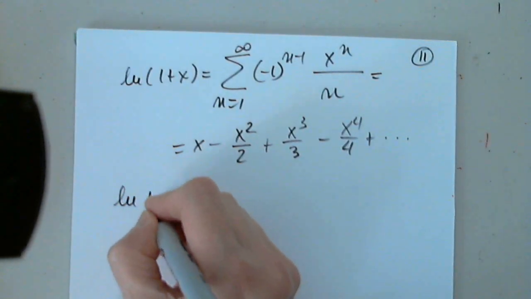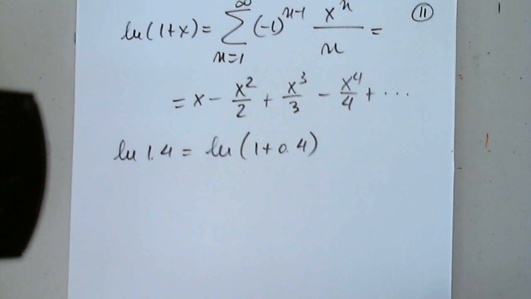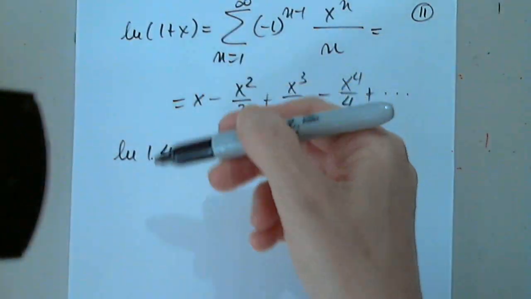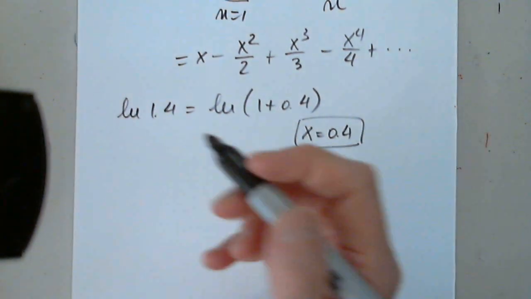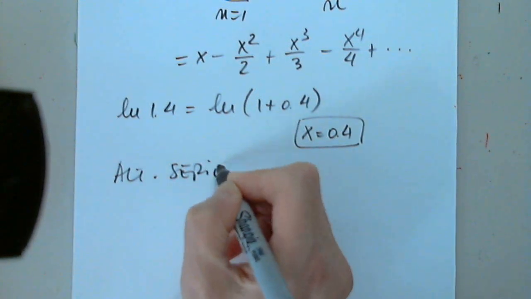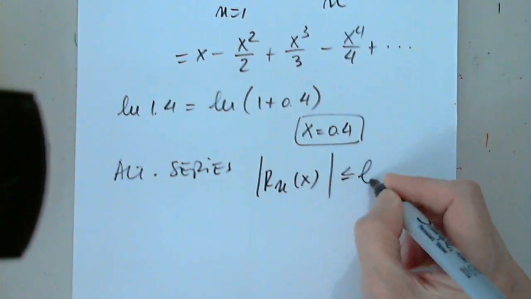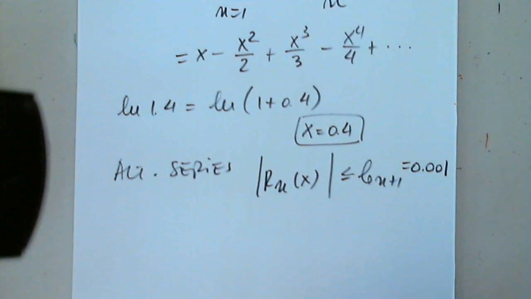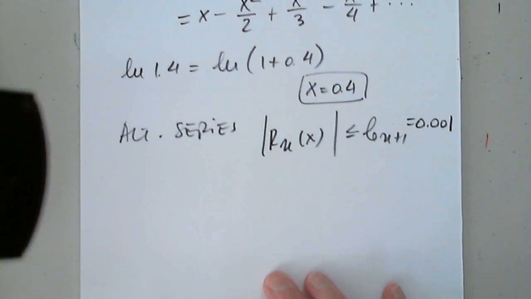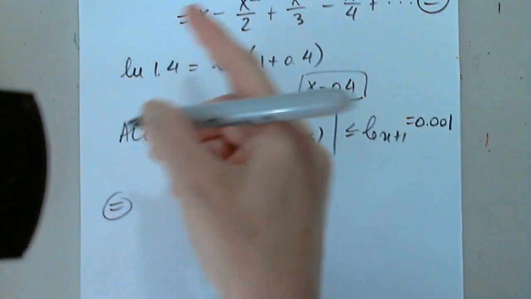And we are looking at, remember, natural log of 1.4, which is natural log of 1 plus 0.4. So x in our situation, by comparison, is 0.4. Okay, so because this is an alternating series, we can use Rn of x less than or equal to the next discarded term. And this is 0.001 that is given in the problem. So from here, I'm just going to jump over this so I don't have to write it again.